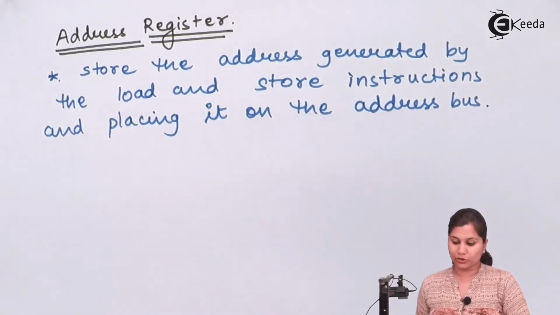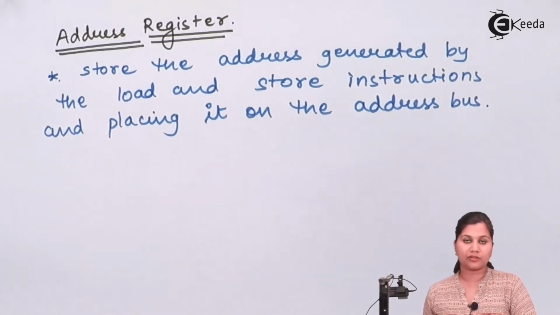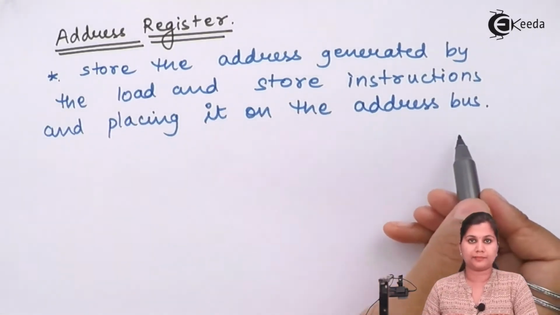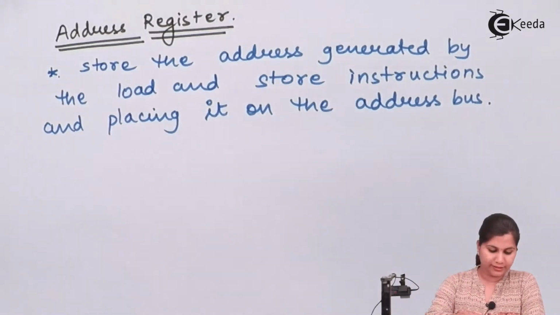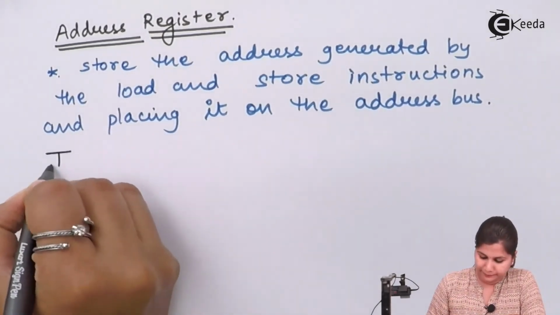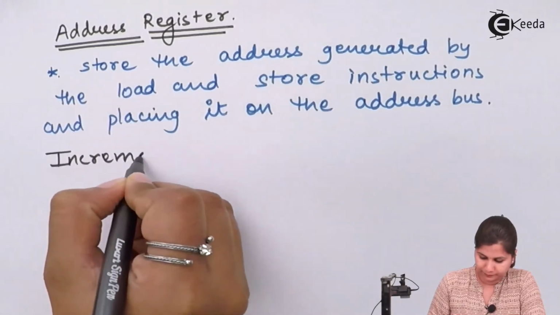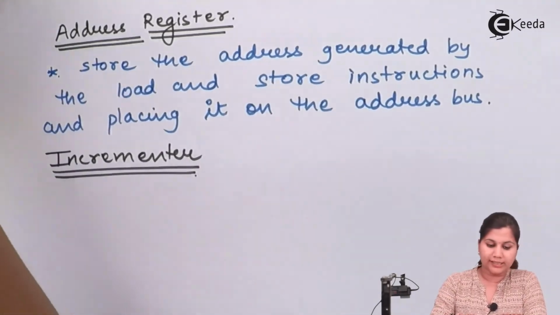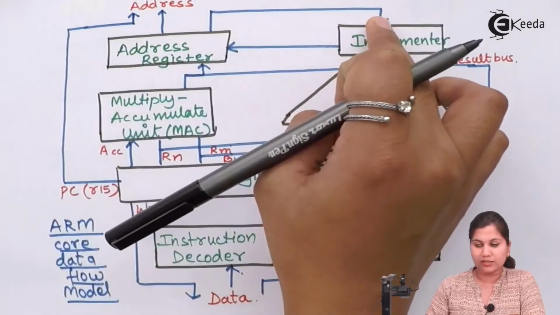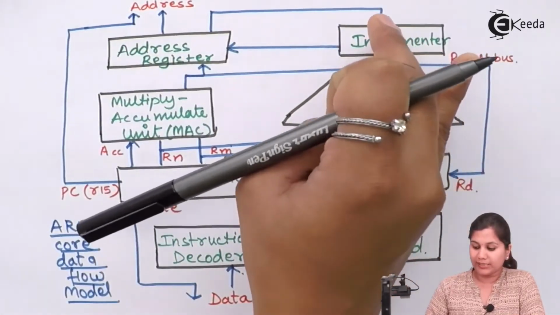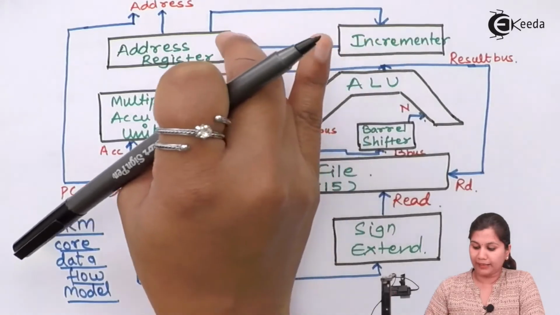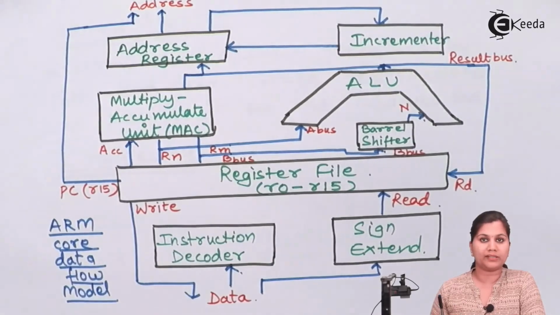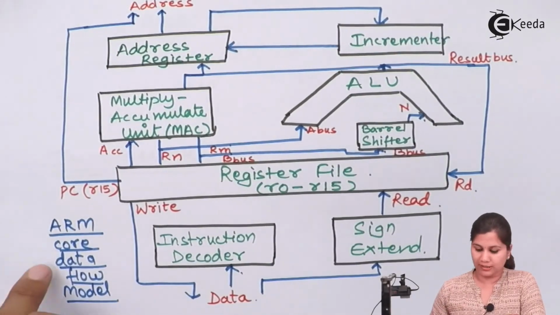Okay, so it stores the address which is generated by these instructions and then places that address on the address bus. The next block in this architecture is the incrementer. Now this incrementer is getting the input from the address register, so it is getting the address. This address is incremented and then supplied again to the address register, so that the address register can point towards the next address where the instruction is being written.